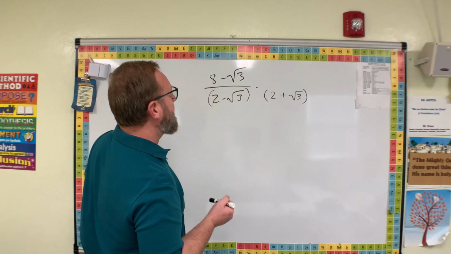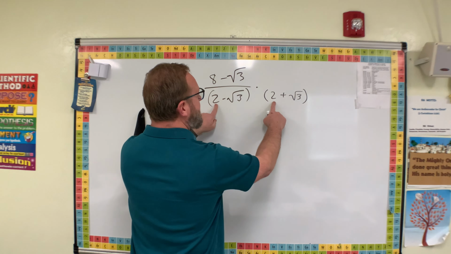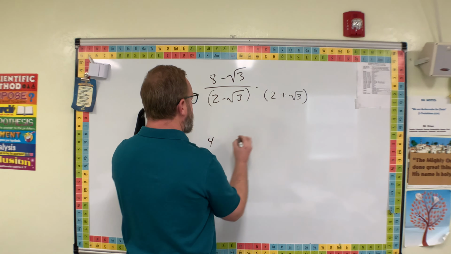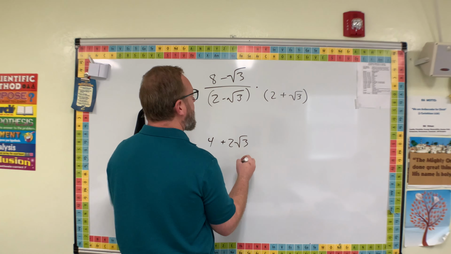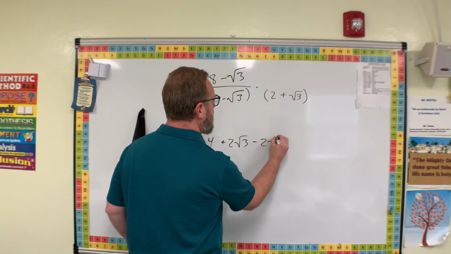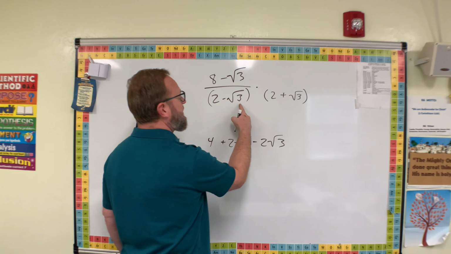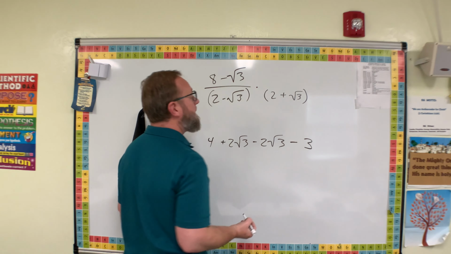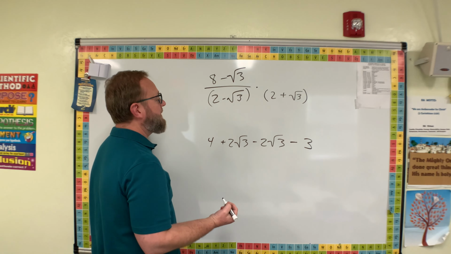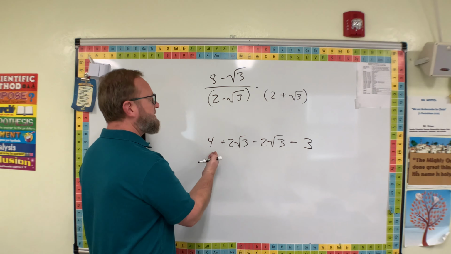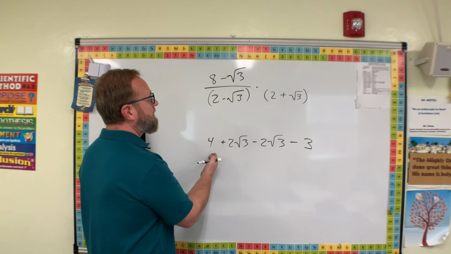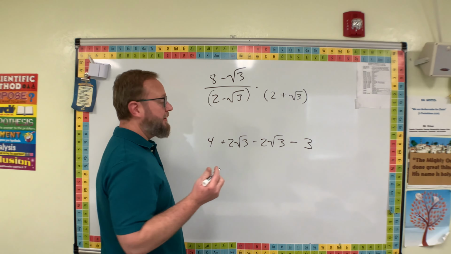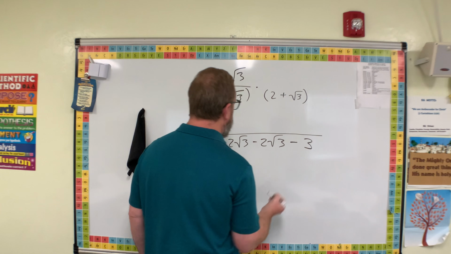We can go through that a little bit slower. So 2 times 2 is 4. 2 times square root of 3 is plus 2 square root of 3. 2 times negative square root of 3 is -2 square root of 3. Negative square root of 3 times positive square root of 3 gives me -3. Right? The square root of 3 times square root of 3 is going to be 3, just like here. Make sense so far? So that's my new denominator.